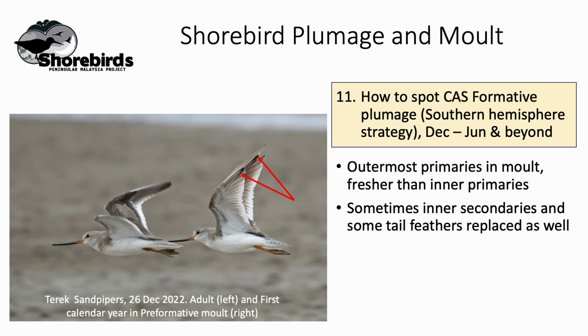So if you find a bird that has the outermost primaries fresher than the inner primaries, that's a good sign that you're looking at a bird in preformative molt following a southern hemisphere strategy. And sometimes also inner secondaries and some tail feathers can be replaced as well.